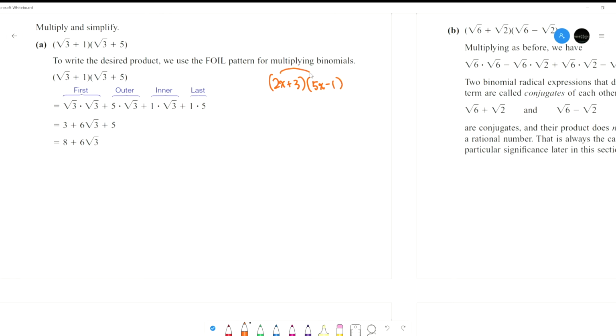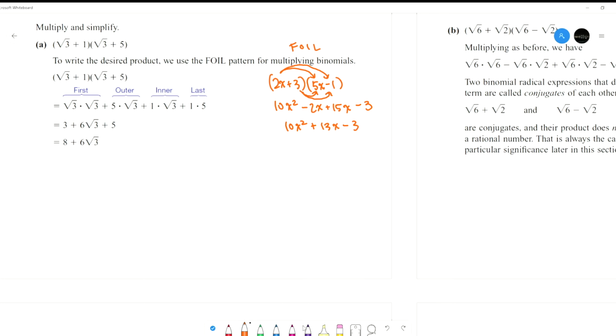Foiling. First is my 10x squared. Outer is what? 2x times minus 1. So that's minus 2x. And then we did the inner. 3 times 5x is positive 15x. And the last, 3 times negative 1 is negative 3. Then we have to combine the like terms, right? So these two middle terms. So we got 10x squared plus 13x minus 3. So that's FOIL, right?